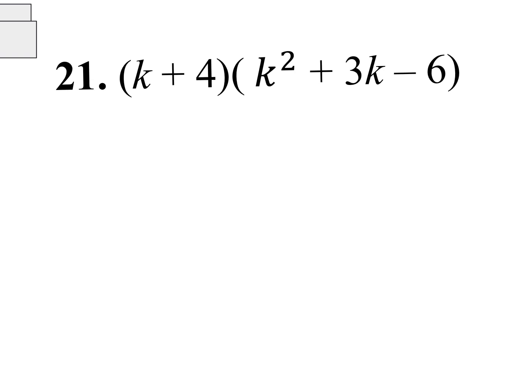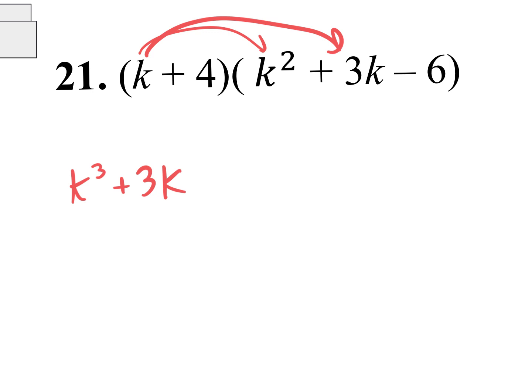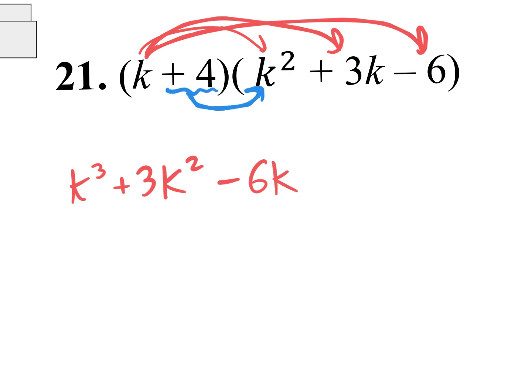So here's another way of doing it. We're still going to distribute the k. K times k squared, what is that? K to the third. K times 3k, what is that? 3k to the second. K times -6, what is that? -6k. Now, when I distribute the positive 4 times k squared, what is positive 4 times k squared? It's positive 4k squared, right?